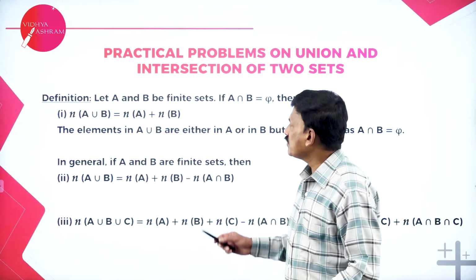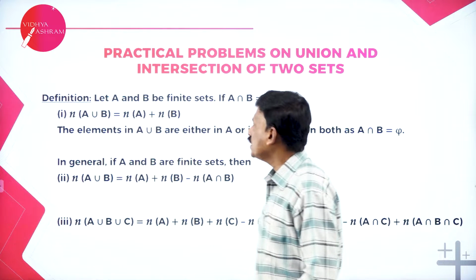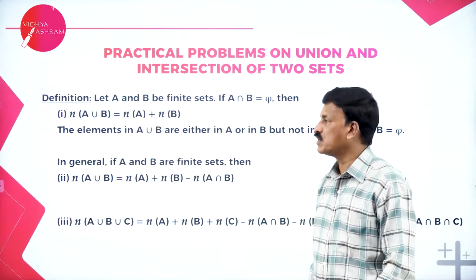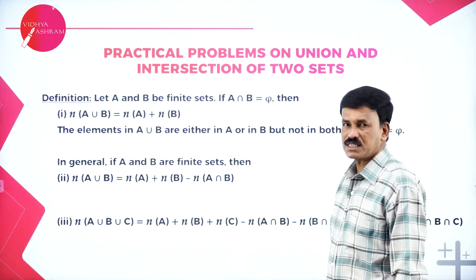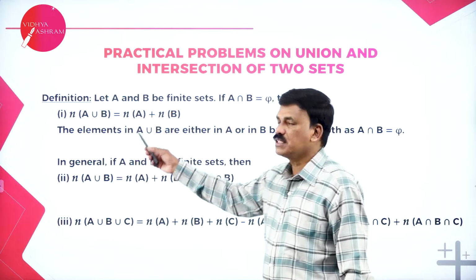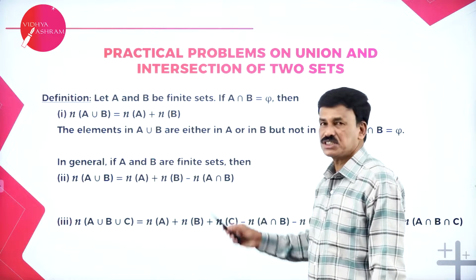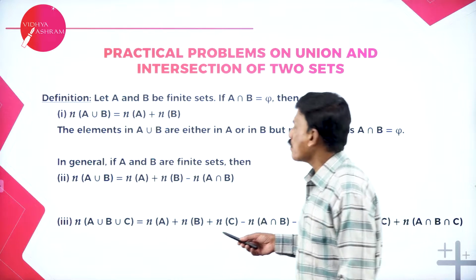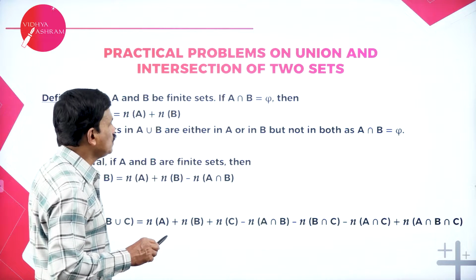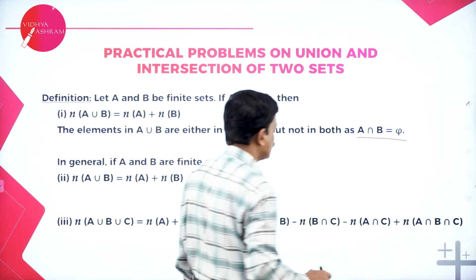So in the last class, we discussed the definition of A union B and the formula which we are going to use to solve the problems. Now let A and B be finite sets. If A intersection B is a null set, then N of A union B is equal to N of A plus N of B whenever A intersection B is a null set. Now, the elements in A union B are either in A or in B, but not in both, as A intersection B is a null set.